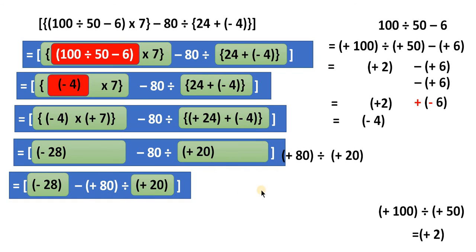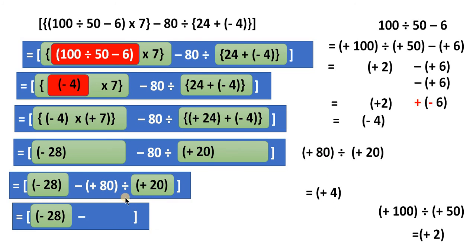So I am taking these two here separately. Positive 80 divided by positive 20. You can treat them as whole numbers because both are positive. Therefore positive 80 divided by 20 is 4. So positive 4 comes here in place of this. The positive 4 has come here on doing this. This subtraction minus is as it is. Okay. Negative 28 minus positive 4.